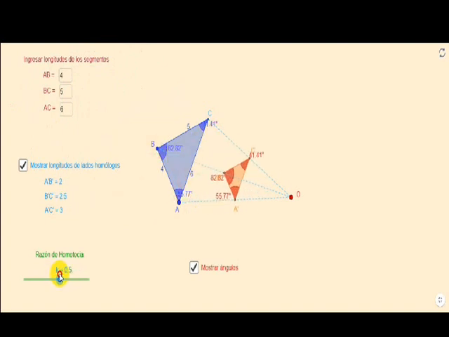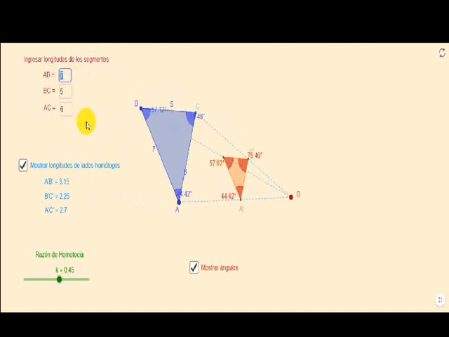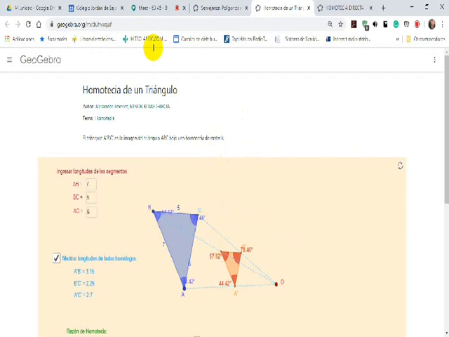Okay, so the idea is you practice with this. You can change the distance. For example, AB 7, enter. Now I have another different triangle. Okay, so now I'm going to share the link for you to practice.